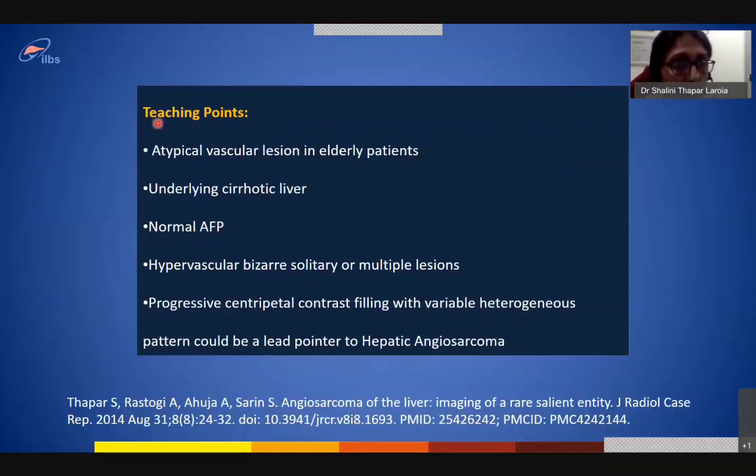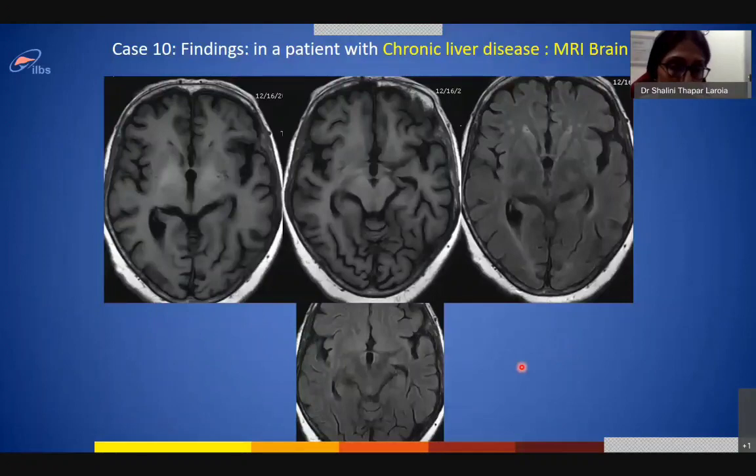So what are the teaching points? Whenever you see an atypical vascular lesion, especially in elderly patients in a cirrhotic underlying liver, and also if the AFP is normal, you must think of sarcomatous lesions like angiosarcomas. They're hypervascular and bizarre. They can be solitary or they can be multiple, for example, in this case, and they may sometimes show progressive centripetal filling, but they should not be confused with hemangiomas. And this pattern could be a lead pointer to hepatic angiosarcoma.